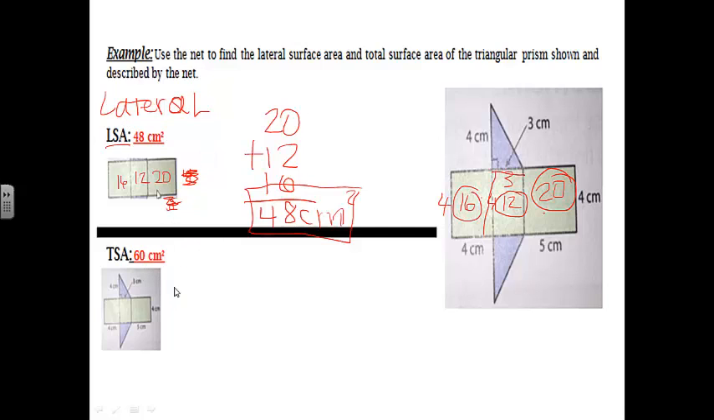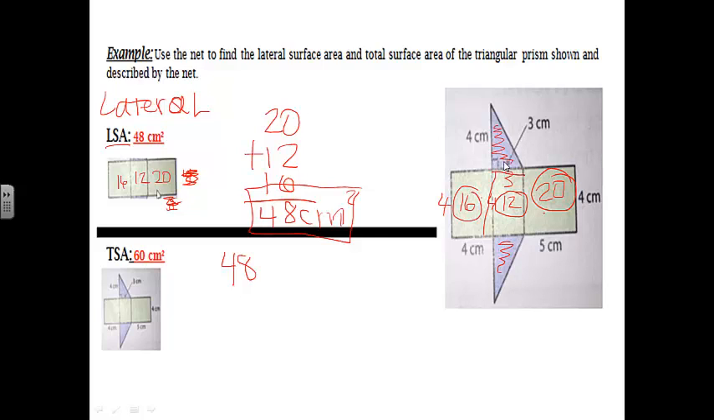All right, now let's go to total. We already have our lateral. So what are we just going to have to add to 48? So we can start out with 48 since we already got lateral surface area. So what do we need to include now for total? Good, we need our bases. Okay, we need our bases. So our bases are going to be the same size, always.